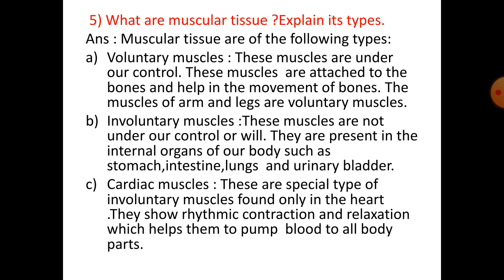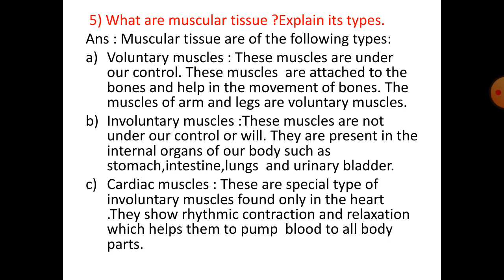Question number 5. What are muscular tissue? Explain its type. Muscular tissues are of following types. Voluntary muscles. These muscles are under our control. These muscles are attached to the bones and help in the movement of bones. The muscles of arm and legs are voluntary muscles.